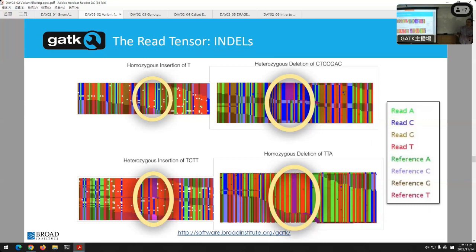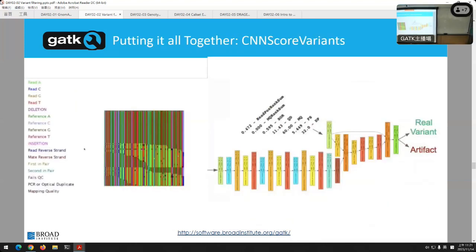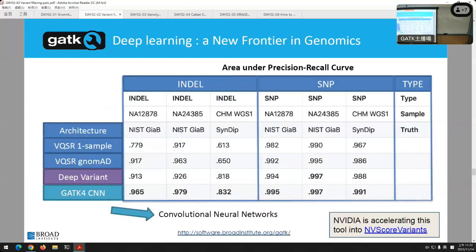Everyone understood that. But again, this is the kind of fun thing we've done with this: a convolutional neural network, CNN, and there's a caller that puts it all together called CNN score variance, and it's pretty good, pretty powerful. If you take a look at the best in class results, it really outperforms everything else. It's much better than VQSR. Okay, so if you have a single individual sample, you want the best quality results, you have a clinical sample, you'd run something like CNN score variance.